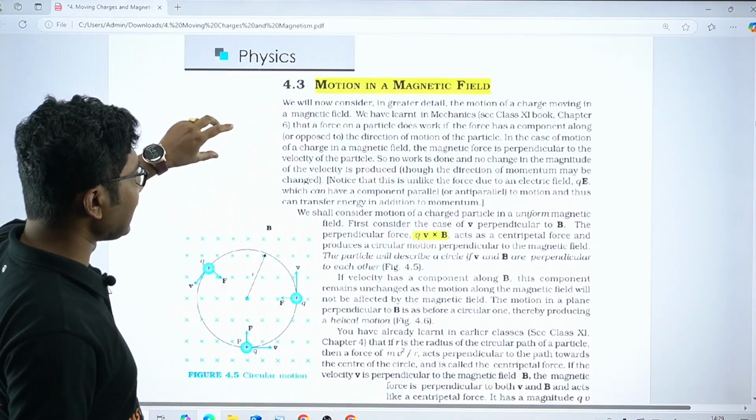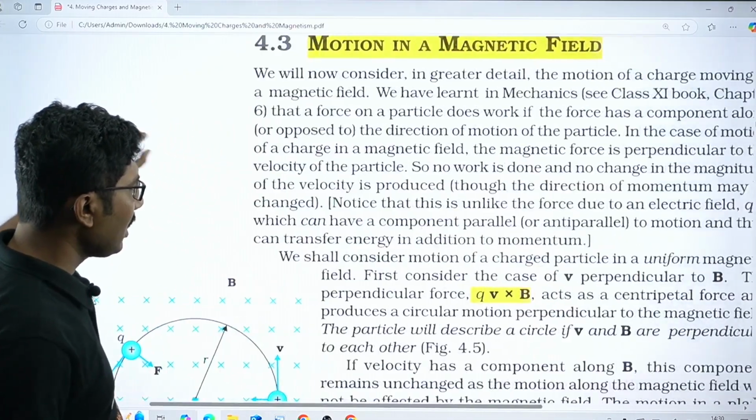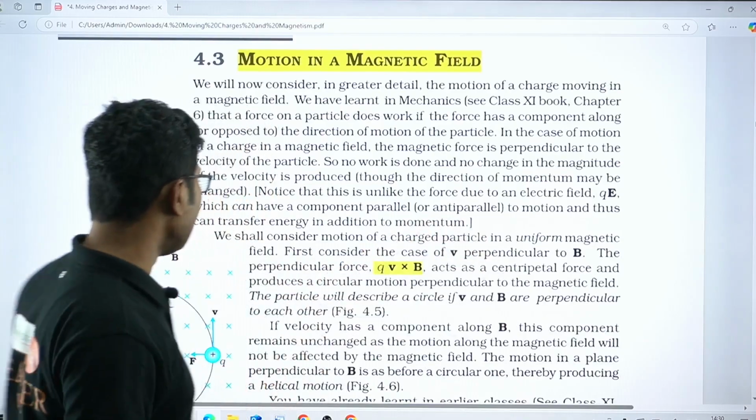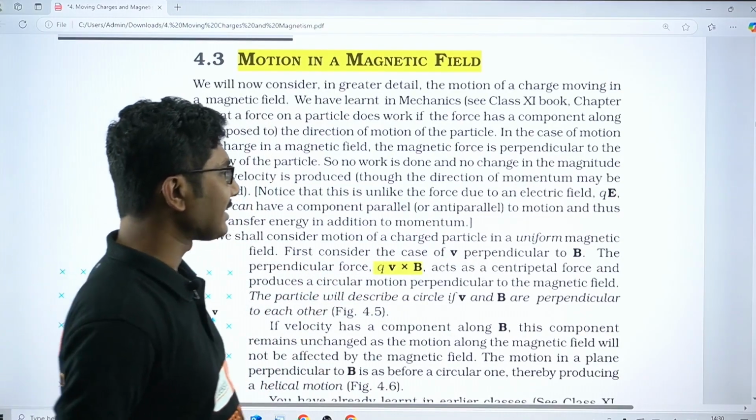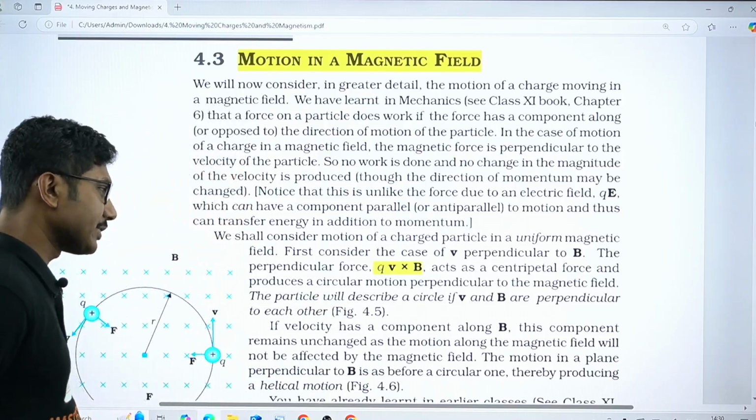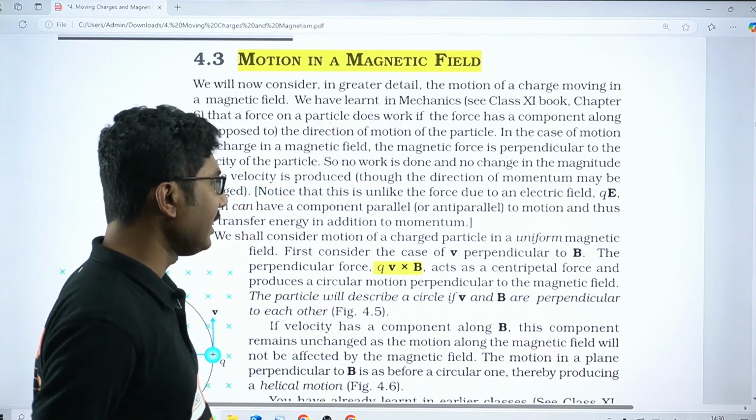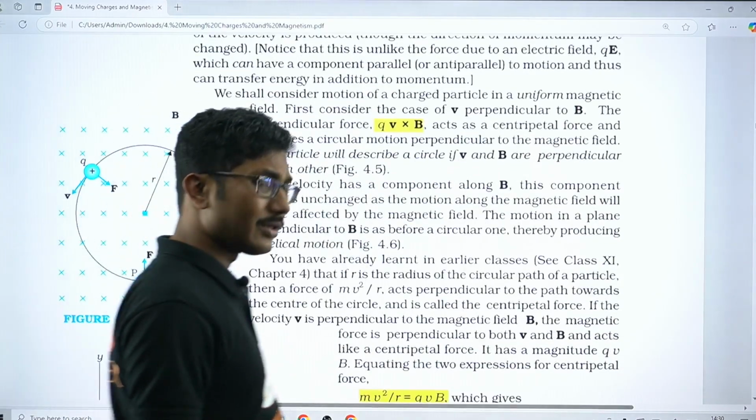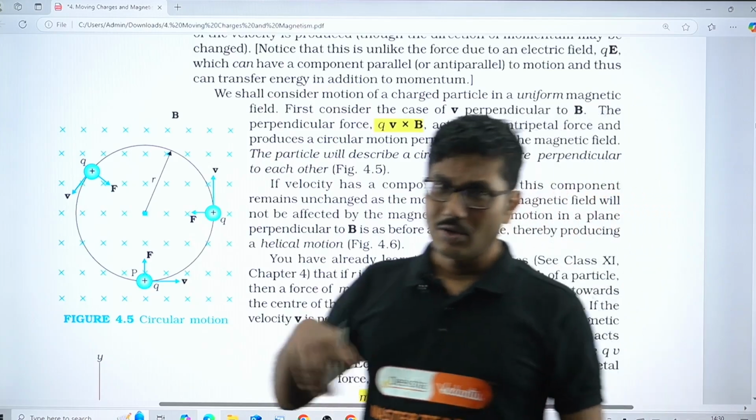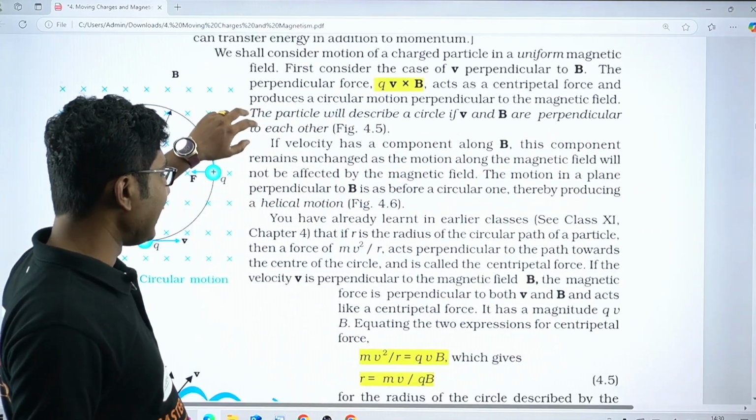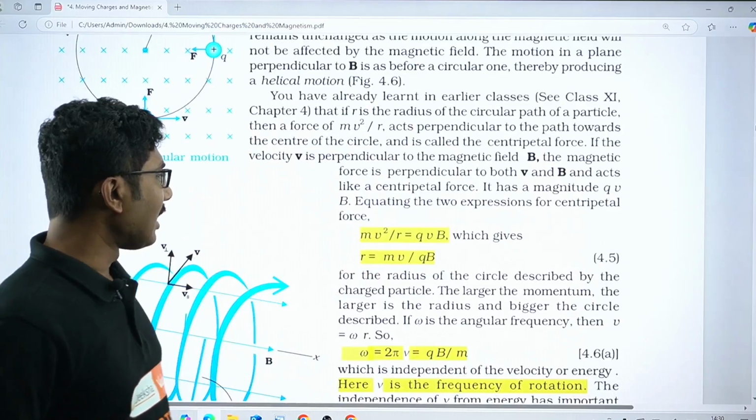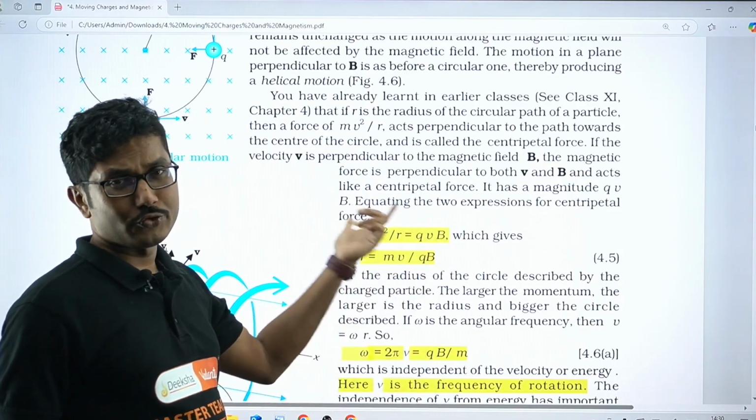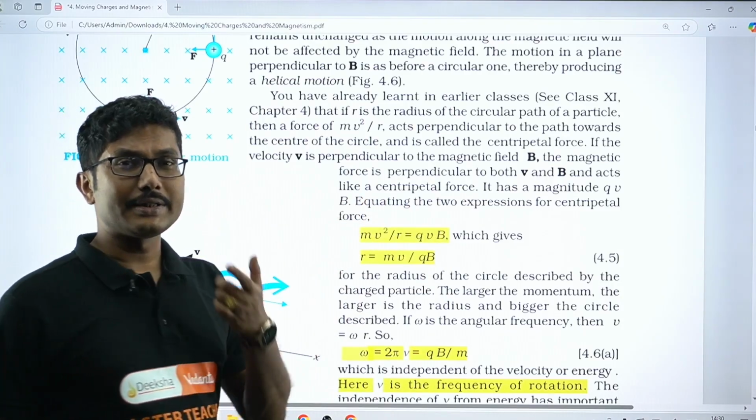As you can see, first consider the case q(v × B). V is perpendicular to B. The perpendicular force q(v × B) acts as a centripetal force and produces a circular motion perpendicular to the magnetic field. So when the charge moves in a magnetic field in a perpendicular direction, it rotates in a circle, and the radius of the circle you can calculate using this formula. This is very simple: this magnetic force should be providing the required centripetal force.